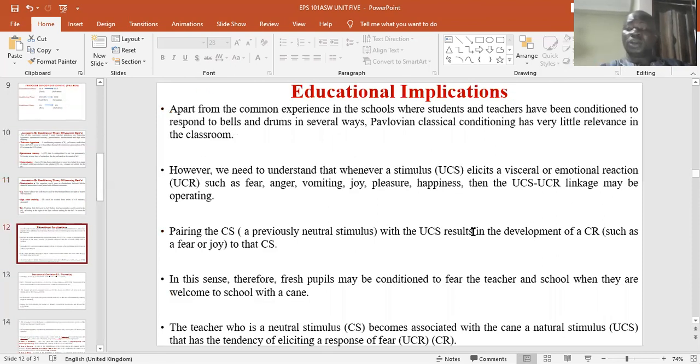After learning this theory, what do we think the theory can add to our profession as teachers? So here they are. We know in our various schools we use bells to signal things that are happening: change of lessons, break time, break over, full time, and the rest. Our ability to use these things is based on classical conditioning proposed by Ivan Petrovich Pavlov. So the bells that we use in school to signal students for a particular function or situation are based on classical conditioning.